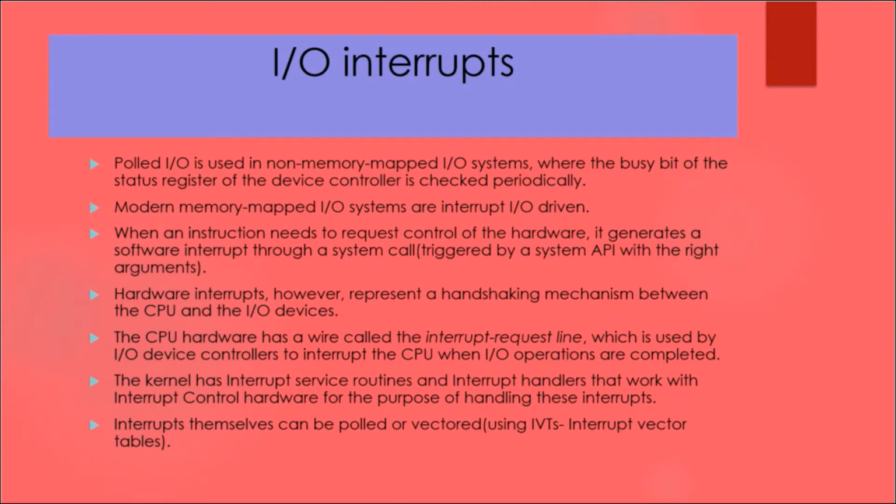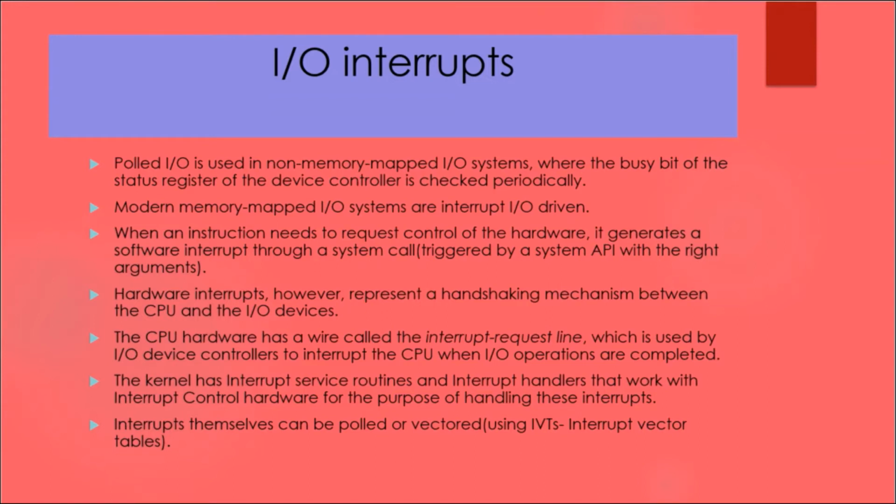Continuing on the communication with the processor part, there are two ways for the processor to realize that the input-output operation has been performed by the device: polling and interrupt-driven input-output. So polling is used in non-memory mapped systems which have the periodic checking paradigm. Periodic checking essentially means the status register of the input-output device will be checked periodically by the processor to indicate whether it's busy or it's free to receive or send data. Polling, it's an old concept. It's not used in modern systems.